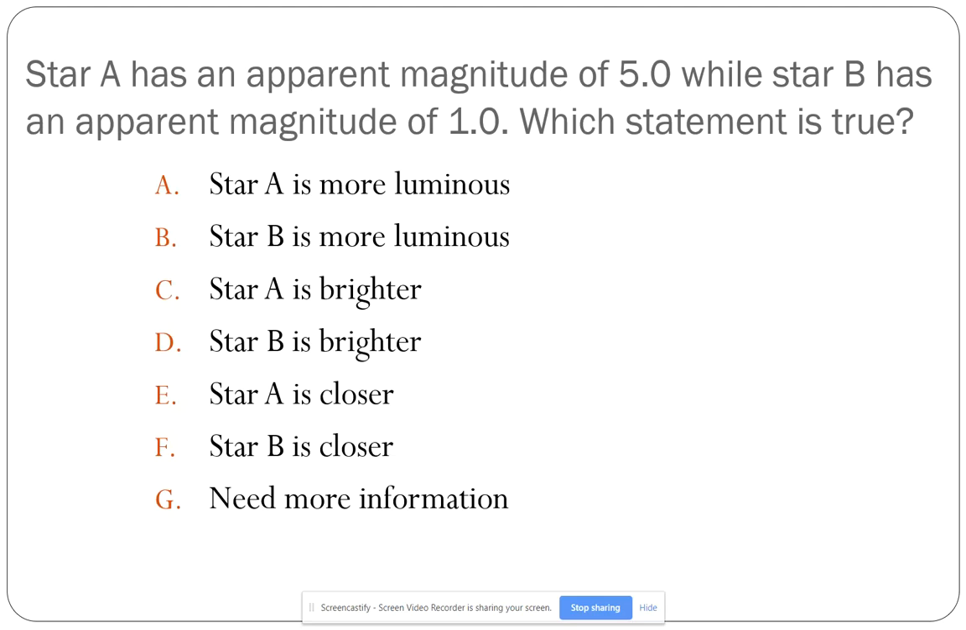A question to make sure you understood at least some of all of these words that have been tumbling out of my mouth. So we just have a question. Star A has an apparent magnitude of 5, while star B has an apparent magnitude of 1. Which statement is true? Let me start with some guided questions. What can you determine from apparent visual magnitudes? You can determine brightnesses. So we'll cross out the luminosities. What would we need if we were going to do the luminosities?